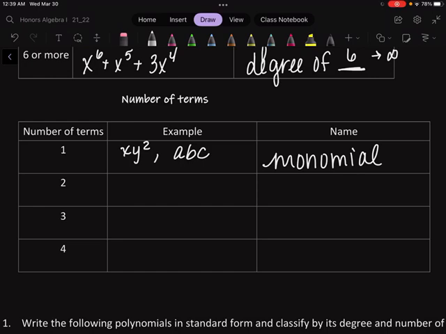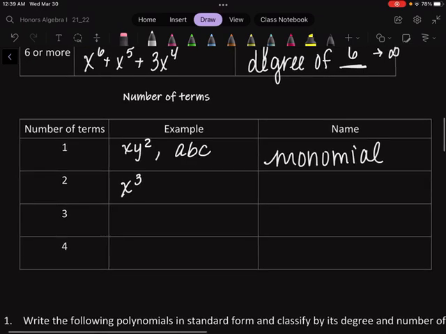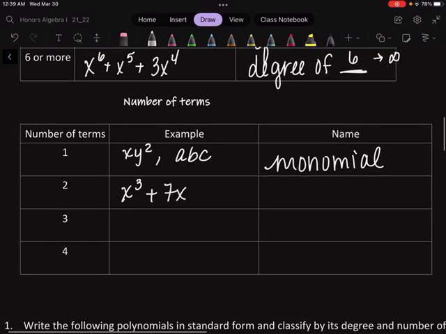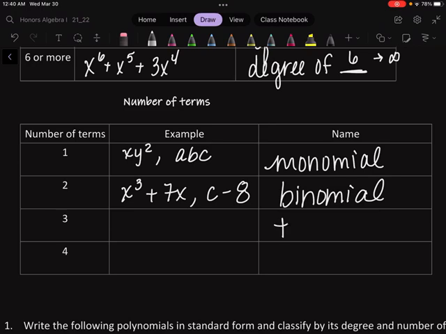So what if I have x to the third plus 7x? That's considered a binomial. And I've probably used binomial before, so c minus 8, that's also a binomial. Mono is 1, bi is 2, 3 is trinomial. And this should say 4 or more.